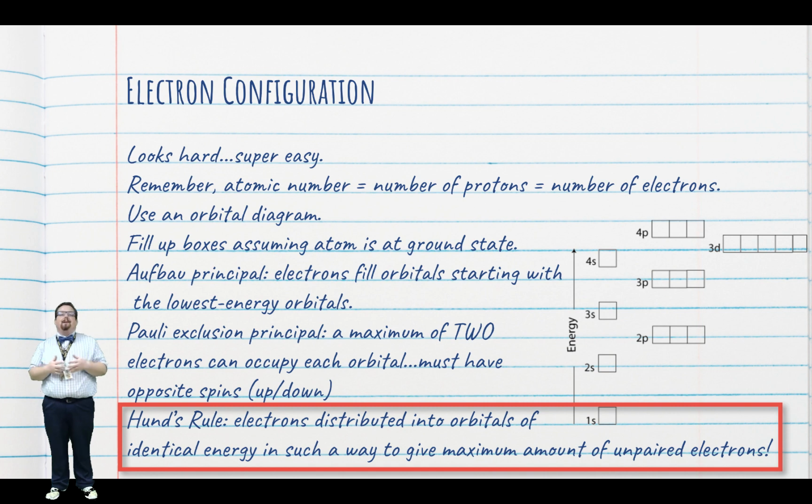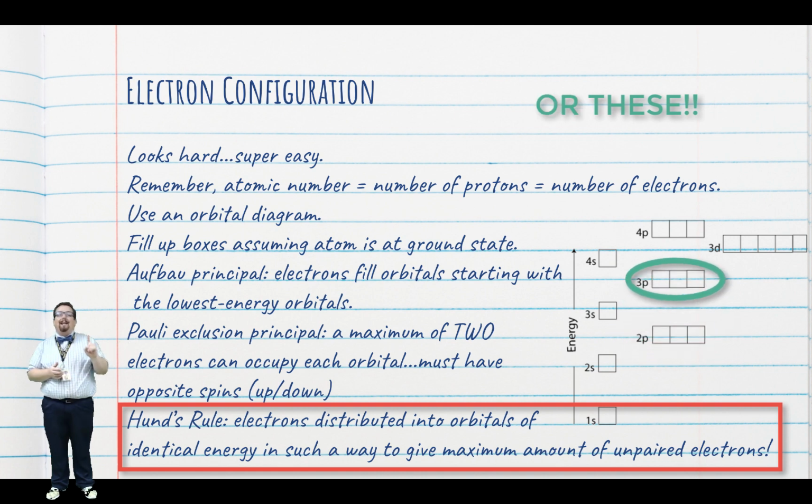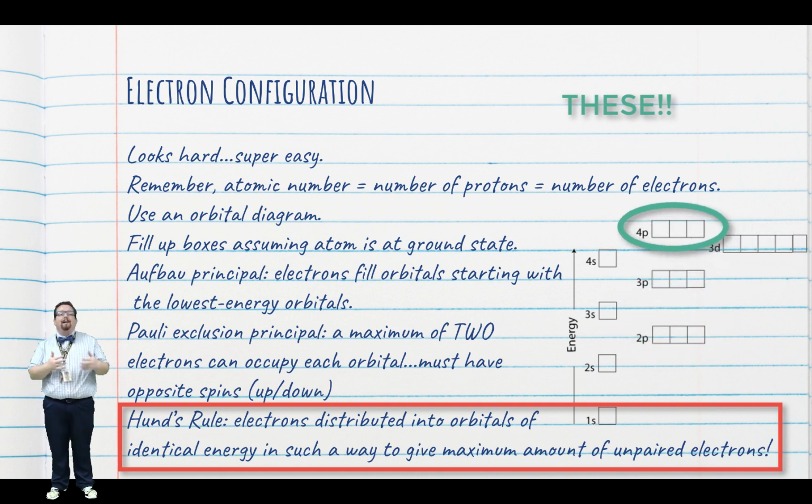Finally, Hund's rule says that if we have multiple orbitals that exist at the same energy level, we have to place one up electron in each box before we can start pairing them with their down electrons. Basically, electrons don't like each other very much, so they try to spread out as much as they can before they have to start pairing up.